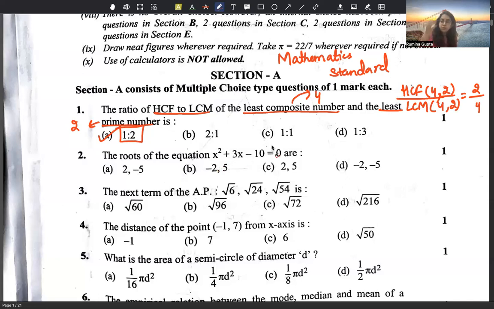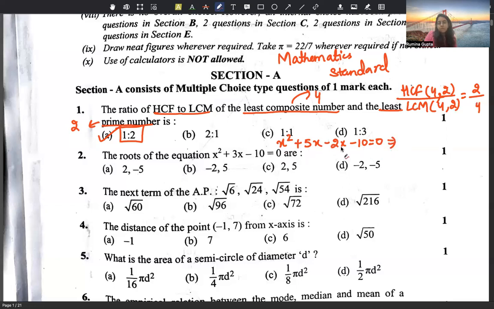Now, the roots of the equation x square plus 3x minus 10 equals 0. A very simple question, beta, which is actually your class 9 question. It doesn't belong to class 10. Can I do middle term splitting? Quite a simple manner. So x square plus, let's consider, 5x minus 2x minus 10 equals 0. Plus 5 minus 2 gives you plus 3, and plus 5 into minus 2 gives you minus 10.